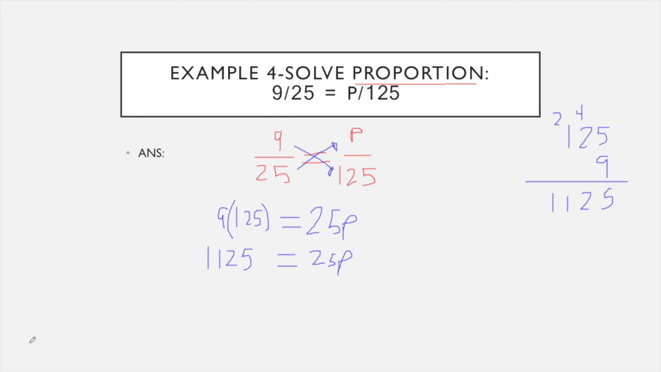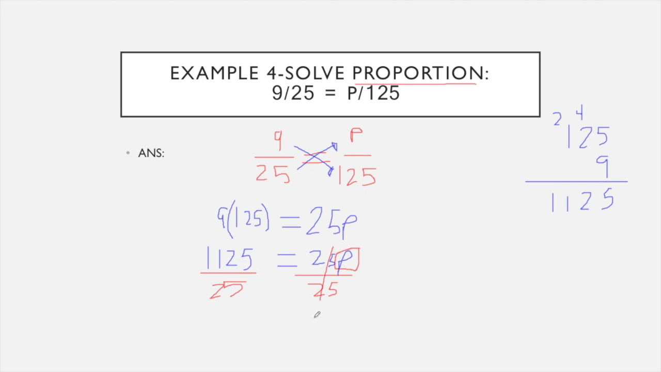Now remembering that we need to get that p alone, we want just this variable. It's touching the 25. It's tied to 25 by multiplication. So how do we get rid of the 25? We do the opposite of multiplication. So we need to divide both sides by 25.